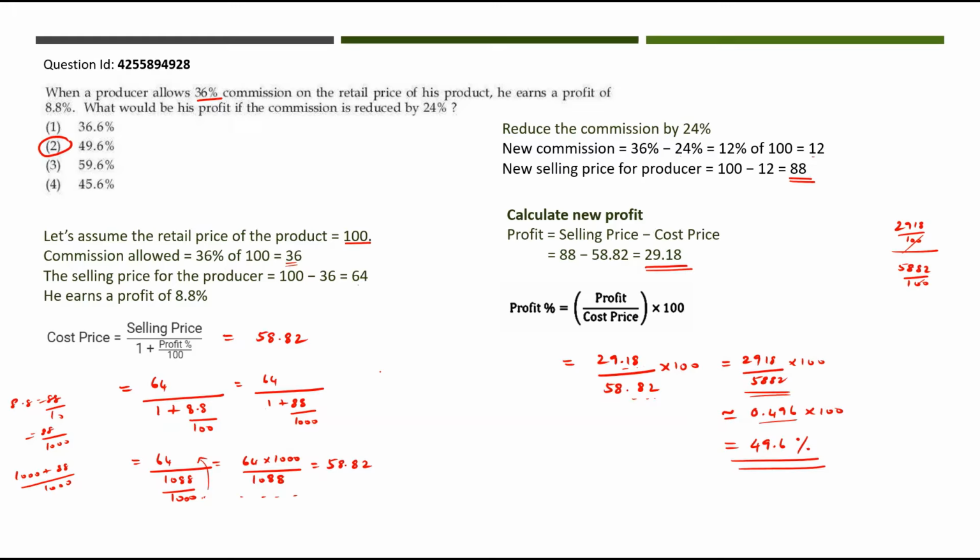Why do we take 100 rupees as retail price? We are computing the percentage everywhere in the question. So if we take a 100 value, it will be easy for us to get the percentage again.